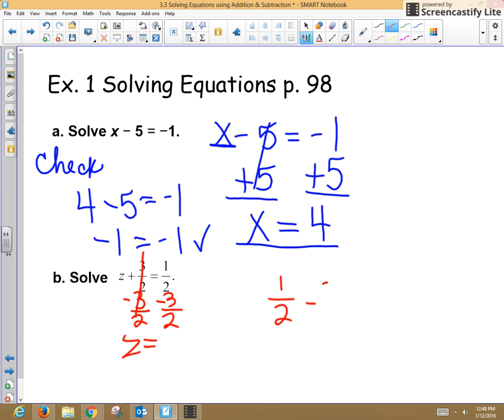They have a common denominator. 1 take away 3 is negative 2. Negative 2 over 2 equals negative 1. So my solution is z equals negative 1.